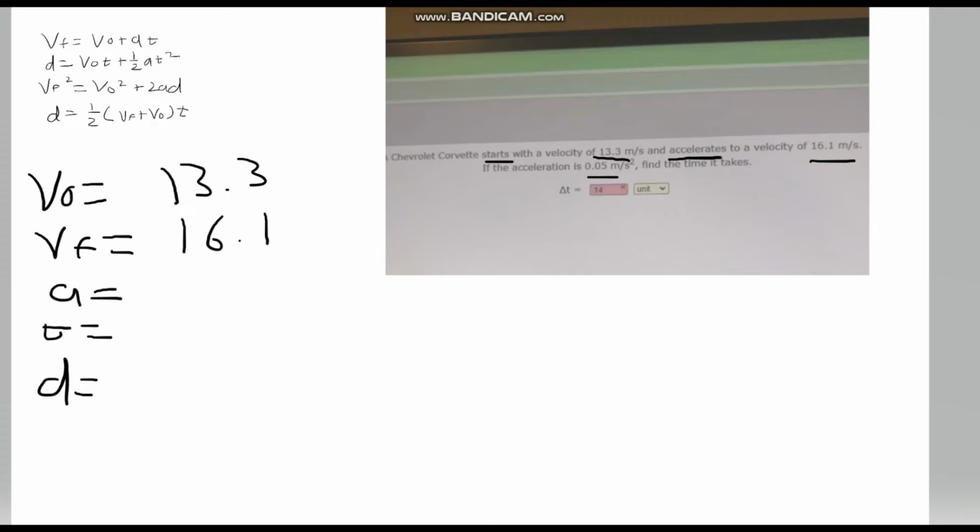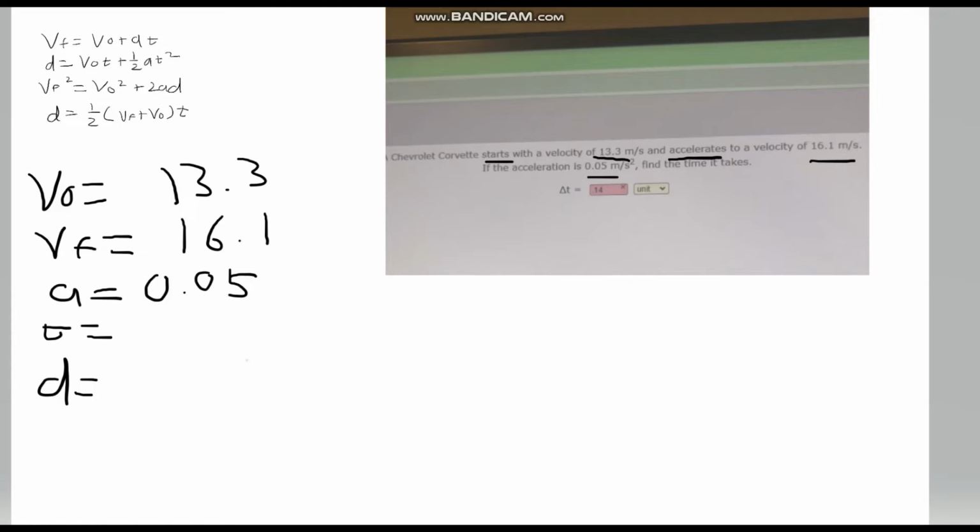And it tells you the acceleration. It tells you how fast it's going and how much faster it's getting per second, which is 0.05. Okay, so now we have these three variables. We can find the time, and the reason is that in general, if you have three variables, you can always find the other two with these four equations.